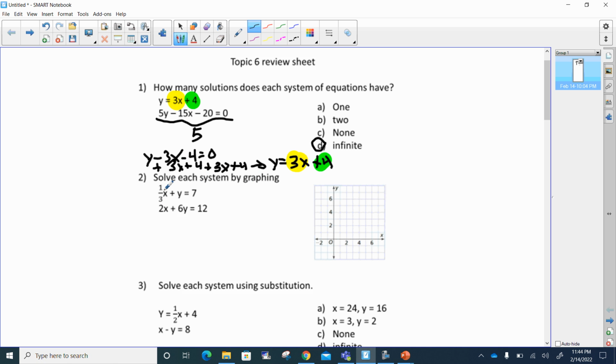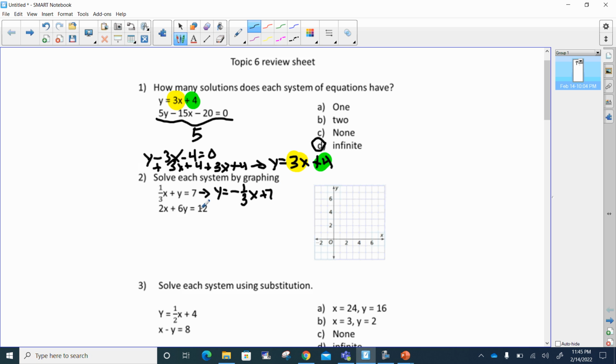All right, number 2, solve each system by graphing. This time, I'm going to take my first one here. I'm going to reform it by subtracting 1/3 x from this side. That'll turn this to y equals negative 1/3 x, and then we would have to add 7.